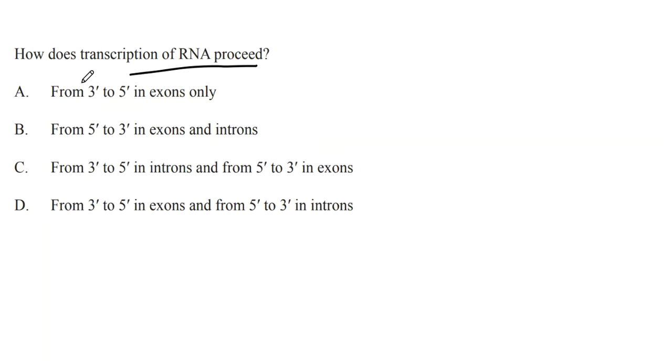How does transcription of RNA proceed? 3' to 5'. Exons and introns are used, and it's always 5' to 3'.